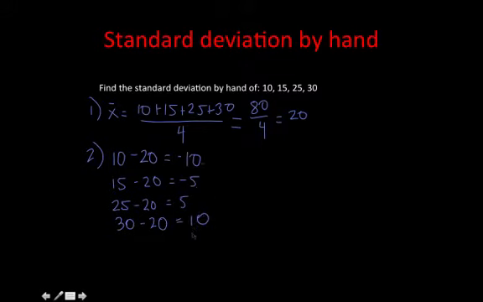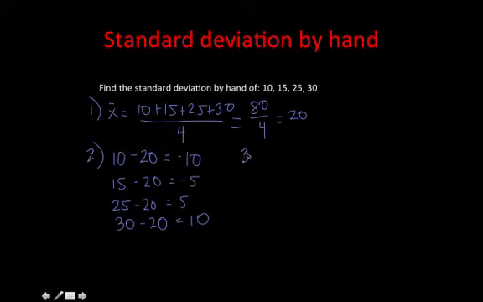This step finds the distance each data value is from the mean. So 10 is negative 10 away from 20, and 15 is negative 5 away from 20, and 25 is 5 away from 20, and 30 is 10 away from 20.